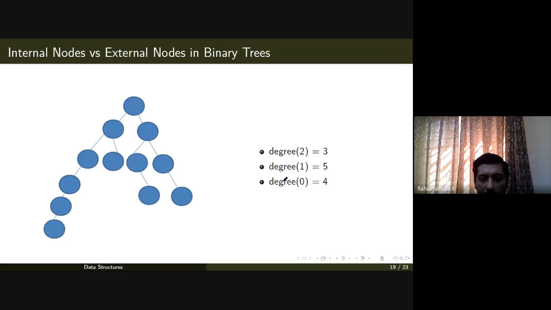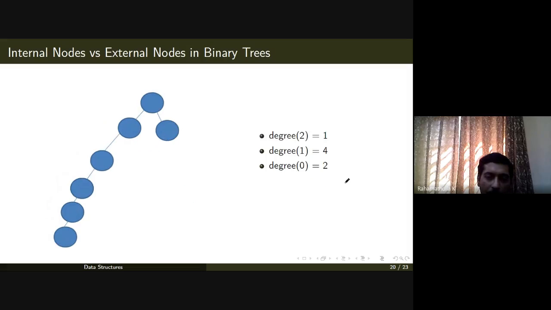Let's take another example. In this case, I can see that three nodes have degree 2: this particular node, this node, and this node. Then five nodes have degree 1: 1, 2, 3, 4, and 5. And four nodes have degree 0. In this binary tree, only one node has degree 2, four nodes have degree 1, and two nodes have degree 0.